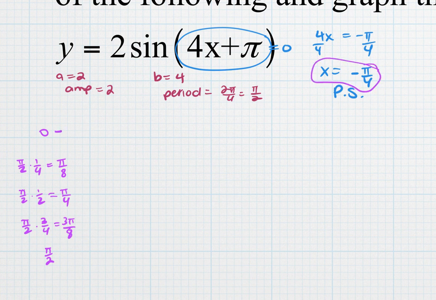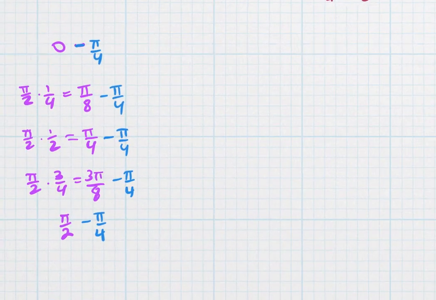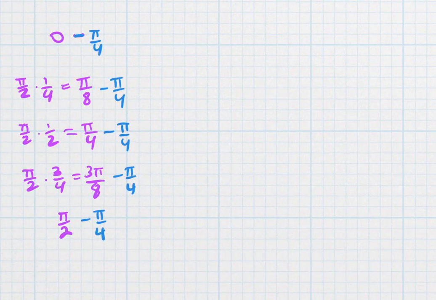So I subtract pi over 4 from each of them. The first one will always be your phase shift because it was 0 plus or minus whatever it is. So it's negative pi over 4. Now I've got to give like denominators. So pi over 4 becomes 2 pi over 8. So this is negative pi over 8.